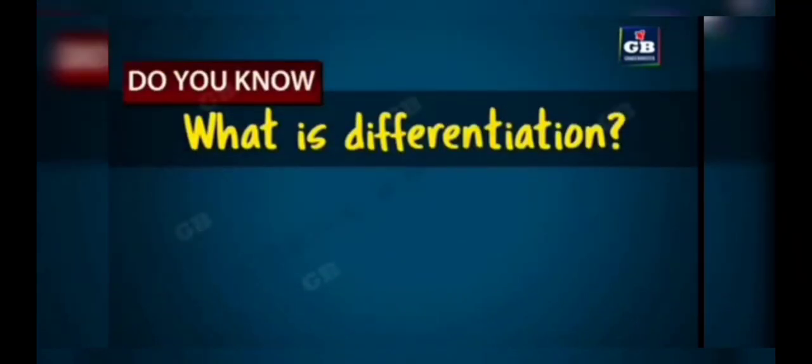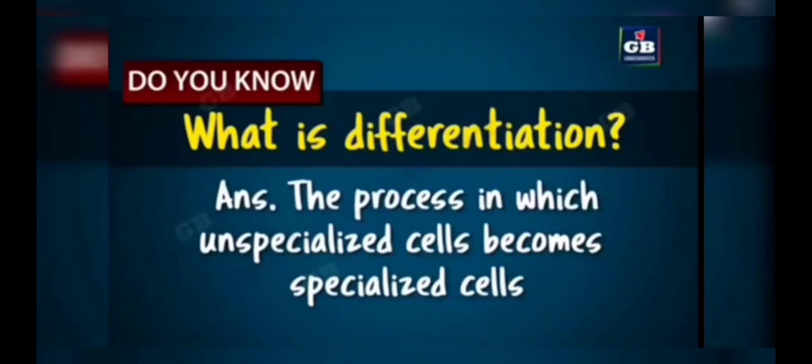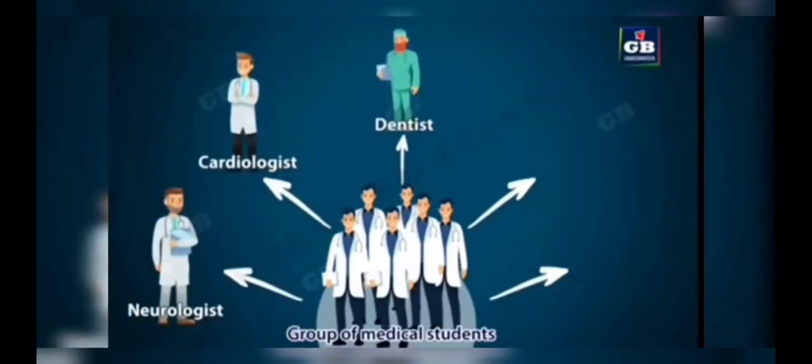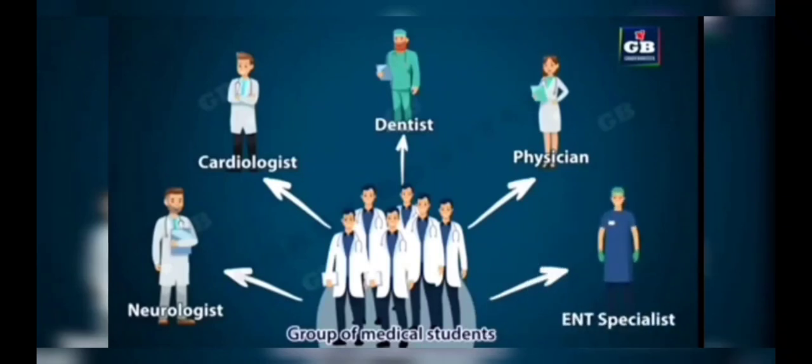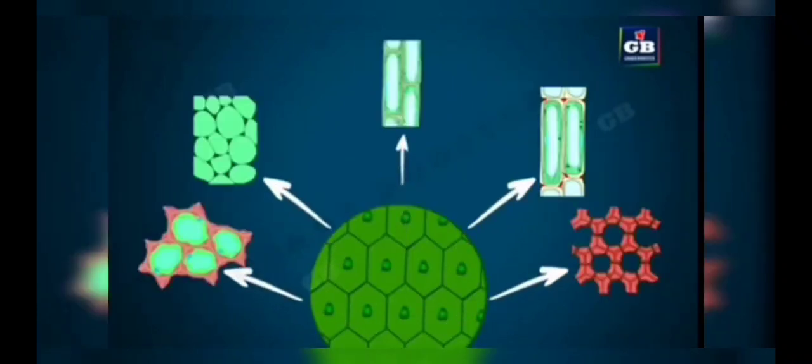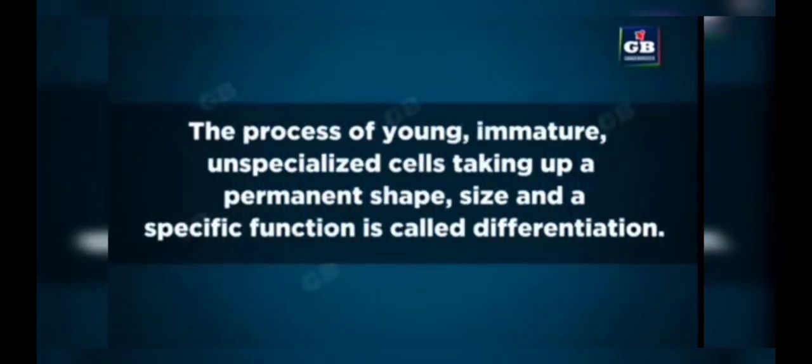Do you know what is differentiation? The process in which unspecialized cells become specialized cells. We can compare the unspecialized cells to students of a medical college or university. After their graduation, they may take up a specialization and become a specialist. In the same way, the young, immature, and unspecialized meristematic cells get differentiated into permanent tissue with their specific functions. So, the process of young, immature, unspecialized cells taking up a permanent shape, size, and a specific function is called differentiation.